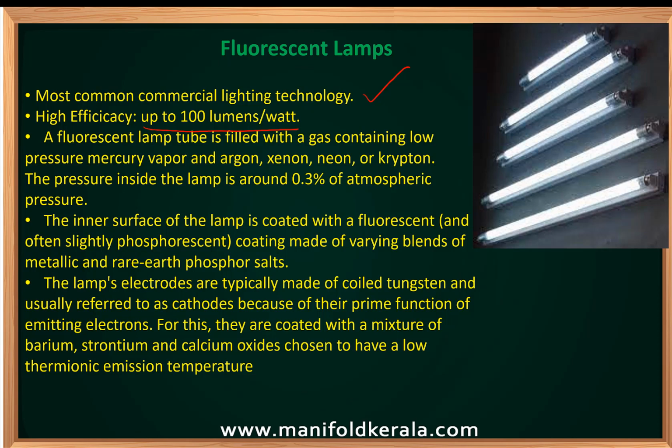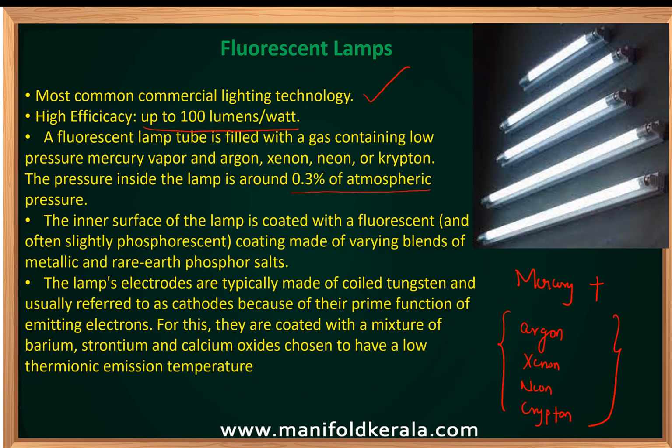So the tube is definitely filled with mercury combined with some inert gas. The inert gas can be any one of these, not all. Either it can be argon, xenon, neon or krypton. So it is a combination of mercury plus some inert gas. Understand? And the pressure of the mercury is very low. The pressure inside the lamp is around 0.3 atmospheric pressure.